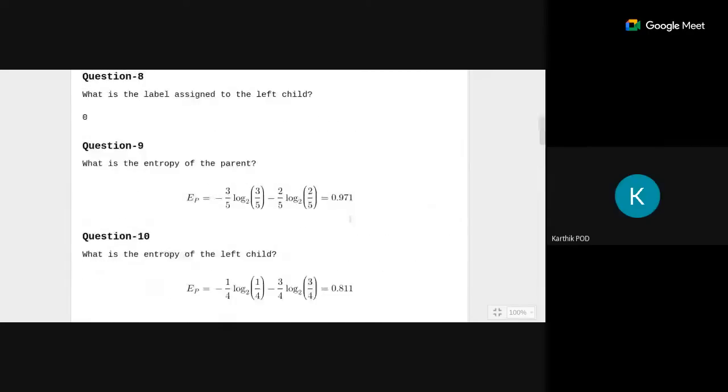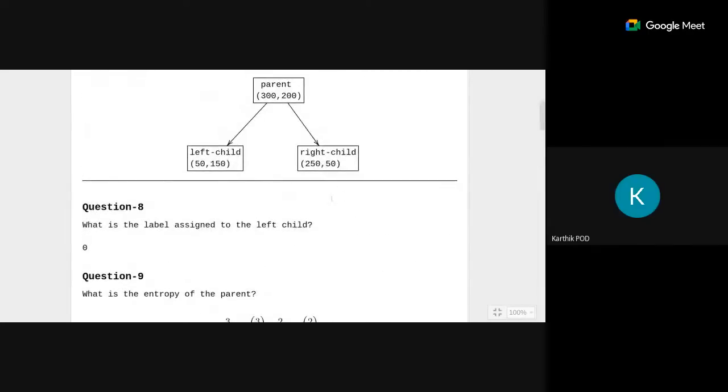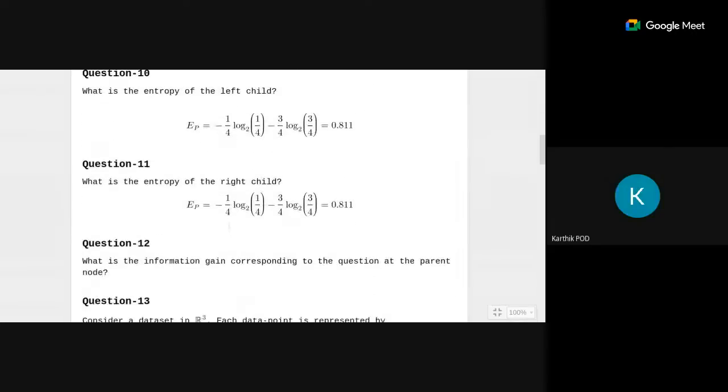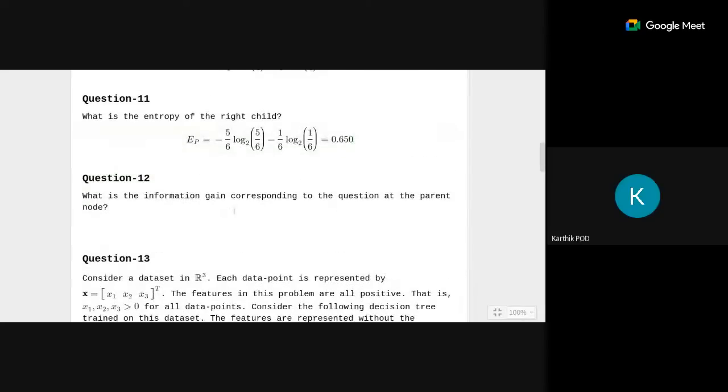Then you do the same thing for the right child. That is 5/6 and 1/6. So this comes out to be 0.650. And what is the information gain?